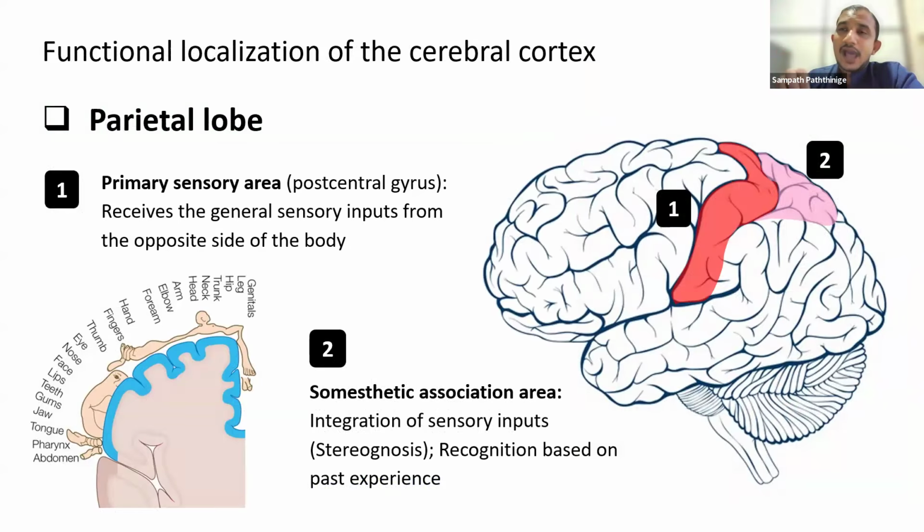For example, if we ask a patient to close the eyes, put a coin in the hand, and ask the patient to identify it, right? He'll be using different sensations. He'll be using the touch sensation, right? The temperature of the coin, and using all this information and the past experiences, the patient would be able to tell that it is a coin. So that function is known as stereognosis, right?